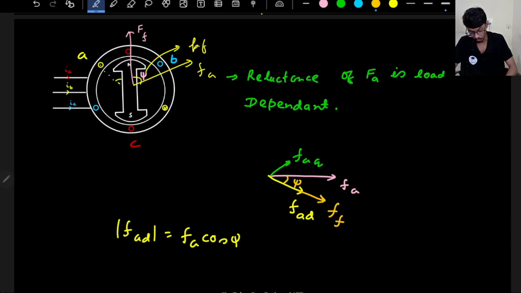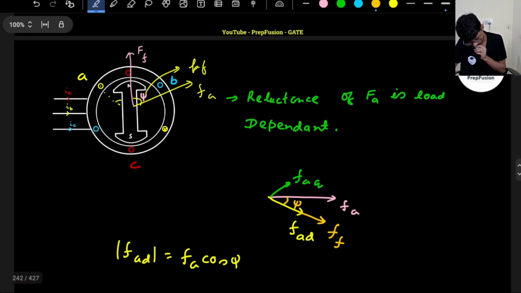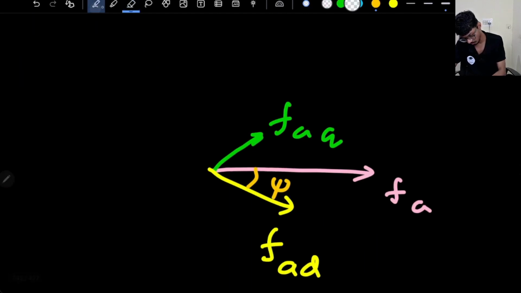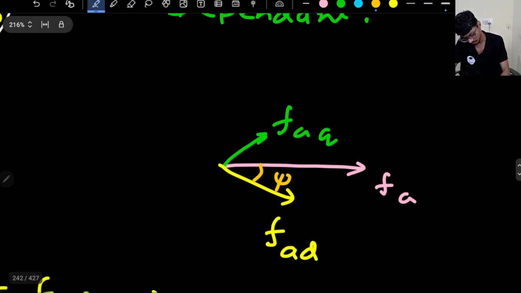Okay, sorry, no, it is not psi. This angle is actually not psi. Sorry, I made a mistake here. So your FF will lie along the quadrature of the field flux. Okay, let me draw the phasor diagram.